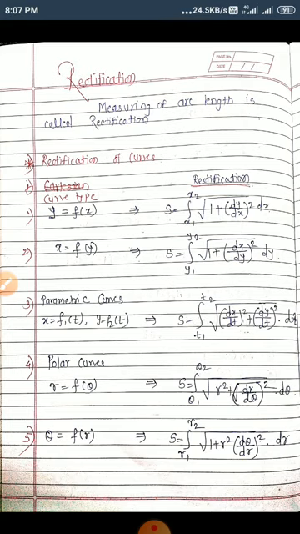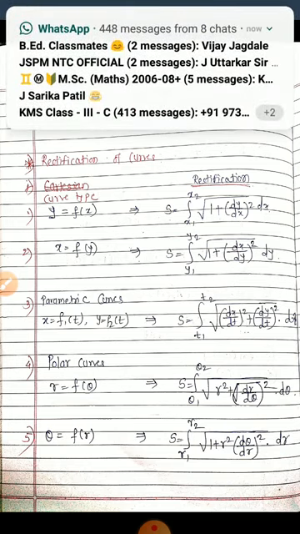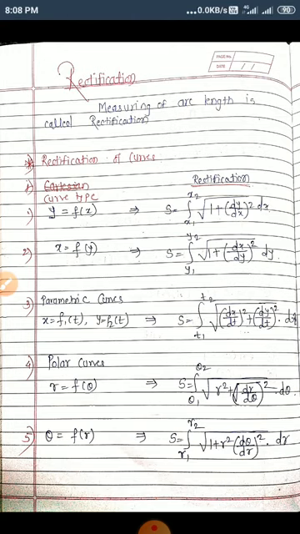Similarly, if the function is of the form x is equal to f of y, then the formula is the integration running from y1 to y2 of root of 1 plus (dx by dy) squared dy. For parametric curves, x and y are expressed in another parameter, that is x equal to f1(t) and y is f2(t). Then our rectification is the integration over t1 to t2 under root (dx by dt) squared plus (dy by dt) squared dt.